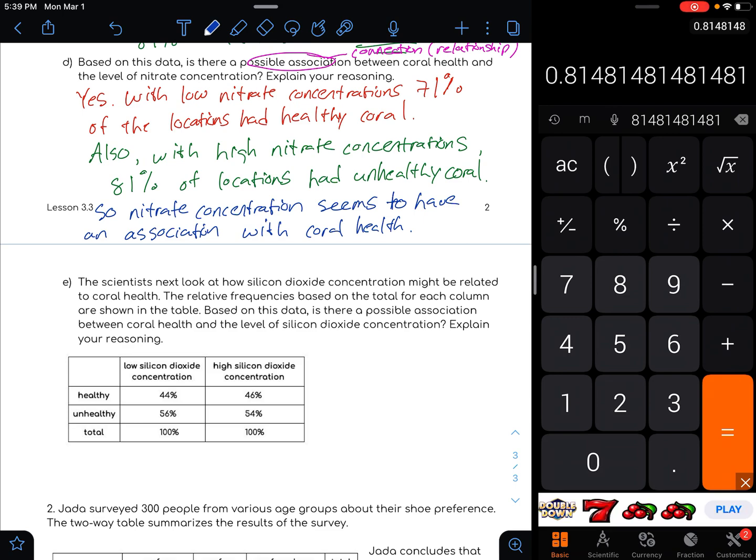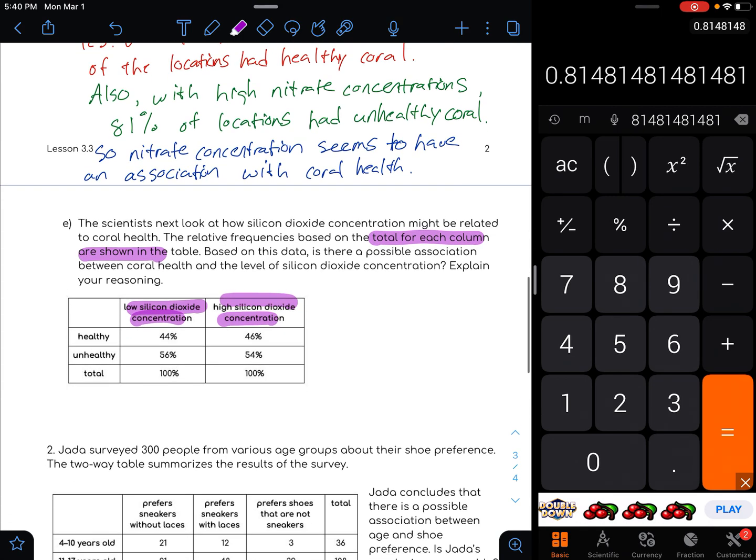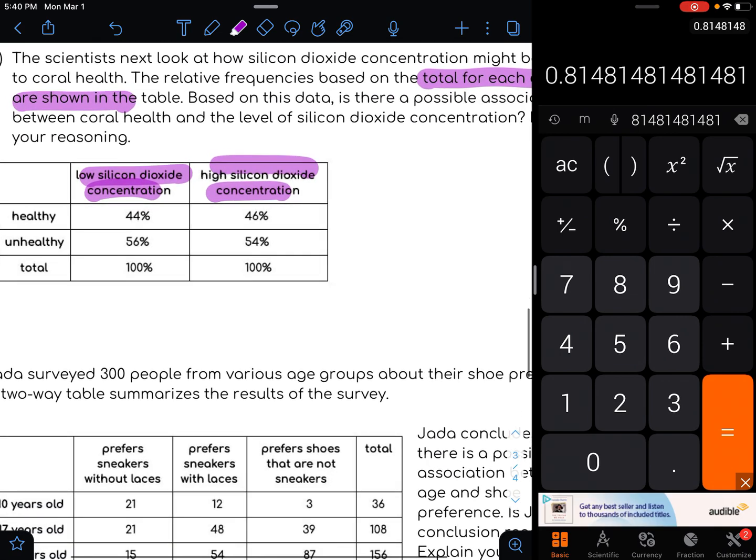The scientists next look at how silicon dioxide concentration might be related to coral health. The relative frequencies based on the total for each column are shown in the table. I'm going to highlight that again, the total for each column. So again, we're talking about those concentrations, this time of silicon dioxide. Based on this data, is there a possible association between the coral health and the level of silicon dioxide concentration? Explain your reasoning. Okay, so this time we have the percentages already.